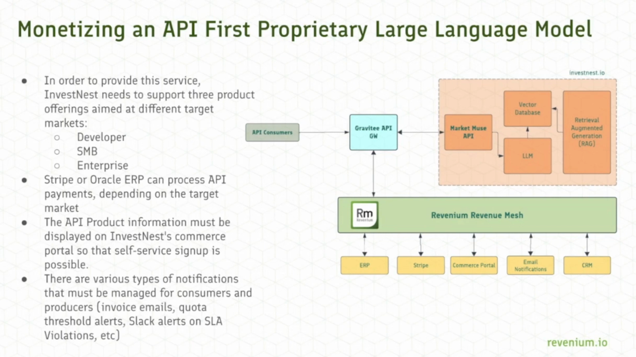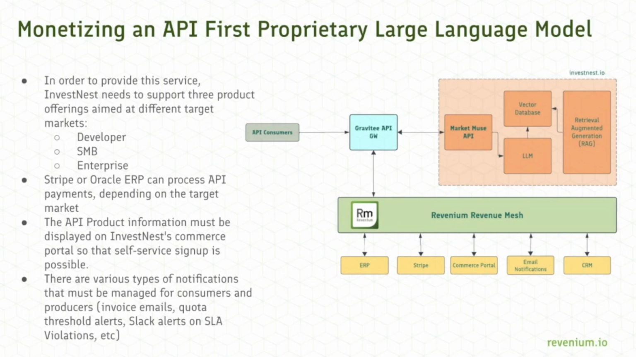In addition to the payment collection, some other considerations that InvestNest is facing is they want the ability for their product management teams to control how the product information is displayed on their commerce portal. So this allows their potential customers to discover the APIs and then, hopefully, pay and procure access to them.